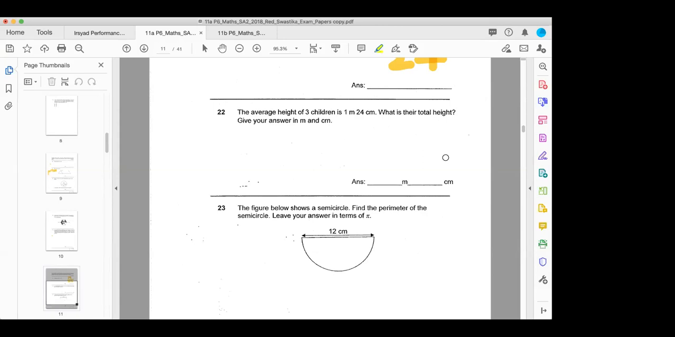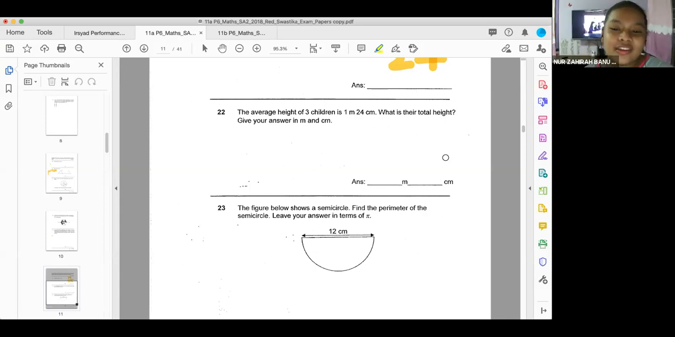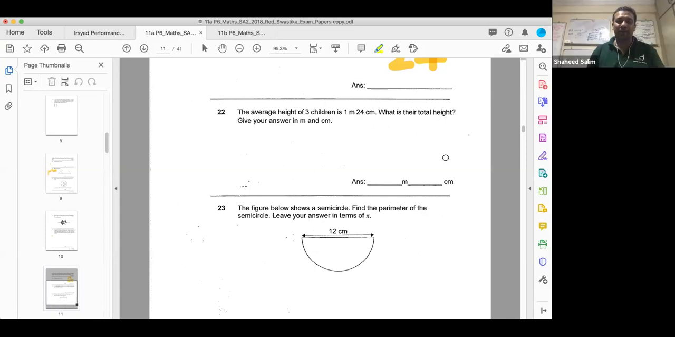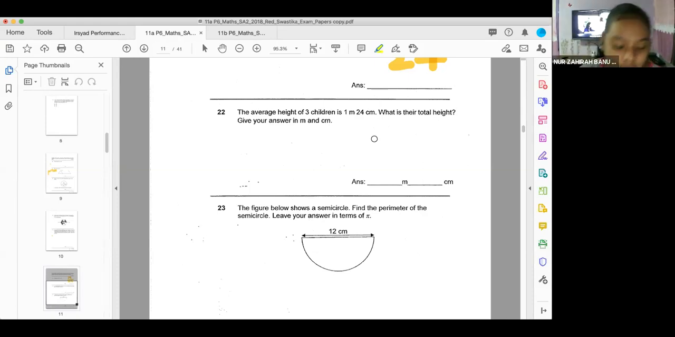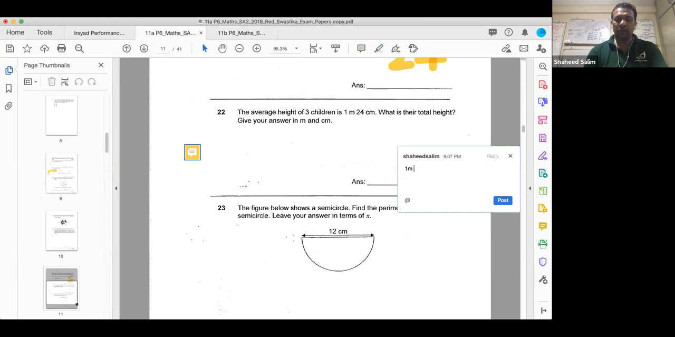So 1 meter 24 centimeters changed to centimeters is 124. Yes, but you don't need to change actually. But you can do it, no problem. Do it. 1 to 4, yes. How to change? 1 meter is 100 cm. If you want to change, do you divide by 100? Times by 100. You have to change. See, 1 meter equals 100 cm. So down here is 100 cm. This one is 24 cm. How many cm altogether?